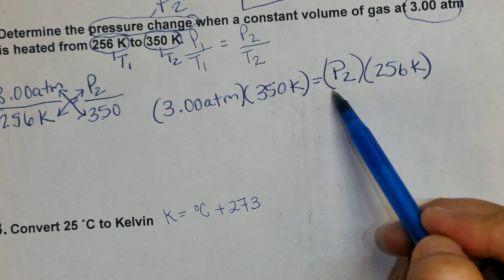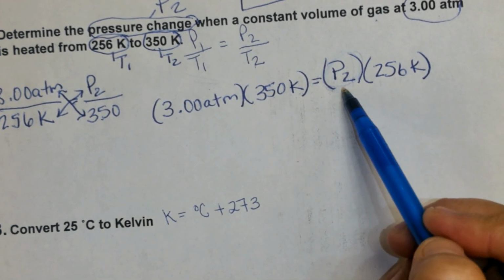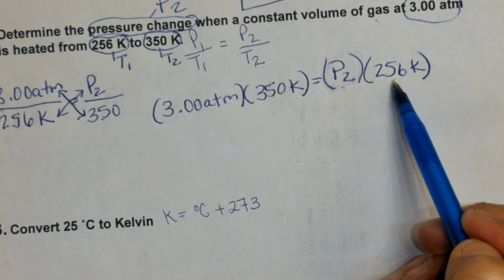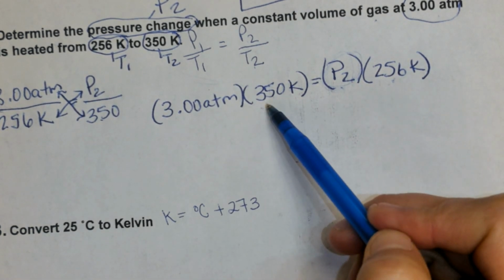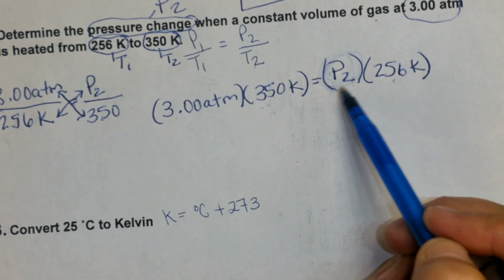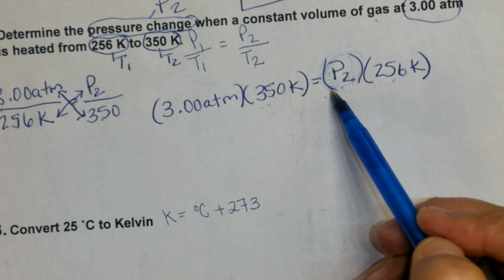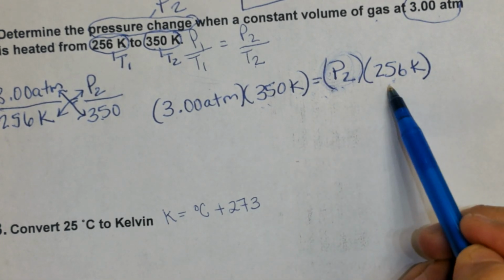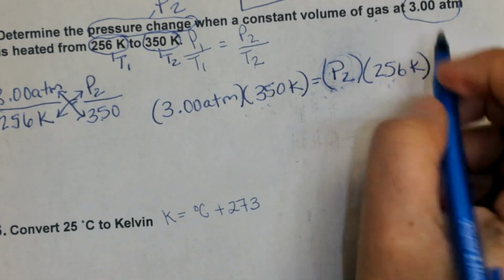Remember, we want to have this by itself. Why? Because we've got to move that 256 to the other side. We're solving for P2, this is your unknown, so it has to be by itself next to the equal sign. So this number needs to move to the other side. So I have to move it.